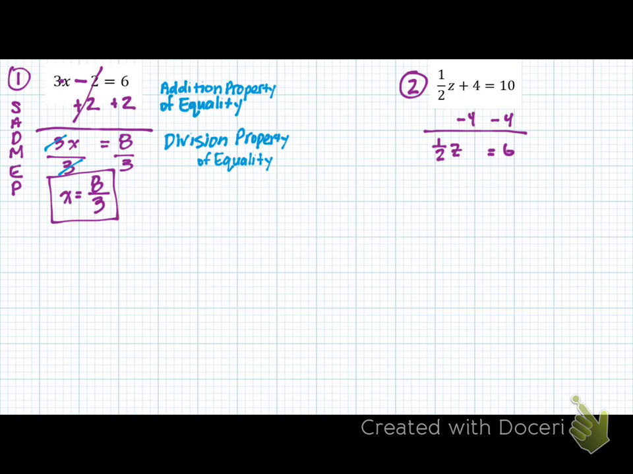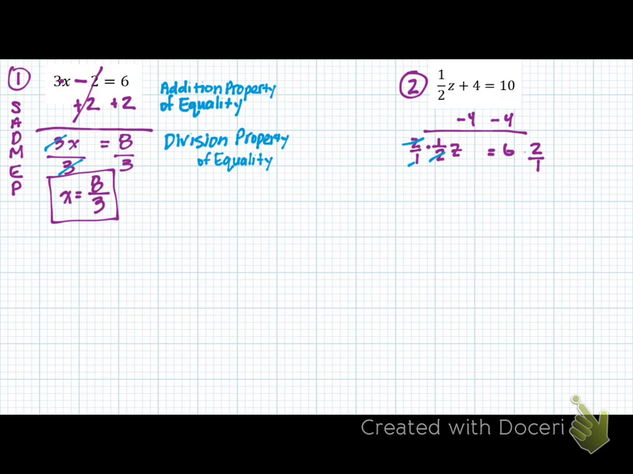Then I notice that it's saying 1/2 times z, so I want to divide both sides by 1/2. So I have to divide by 1/2. When I divide a fraction, what am I really doing? Who remembers? I multiply by the reciprocal. Remember that? So what's the reciprocal of 1/2 when we flip the fraction? 2. So I'm really multiplying both sides by 2, or 2 over 1, which is the same number, okay?